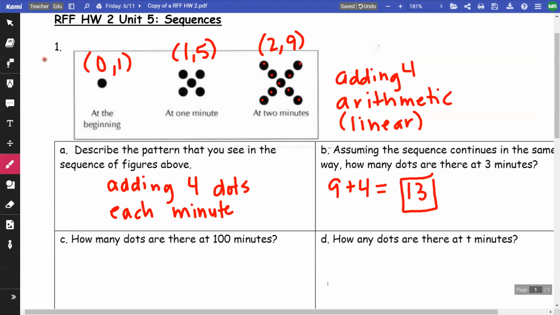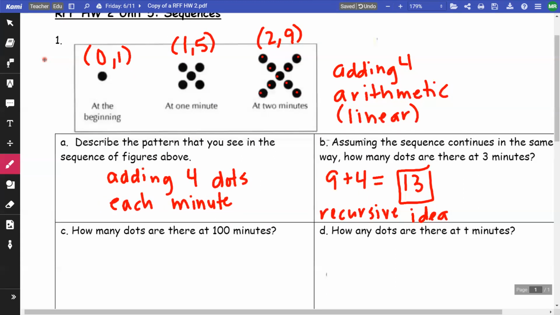So that idea I just used is a recursive idea. It's not my recursive equation, but it's a recursive idea. I took the term from before and added to get the next term. Okay, that's a recursive idea. So now they're asking us how many dots are there at 100 minutes. So what I'm going to do is skip to letter D and then come back to letter C, because letter D is asking me how many dots are there at t minutes.